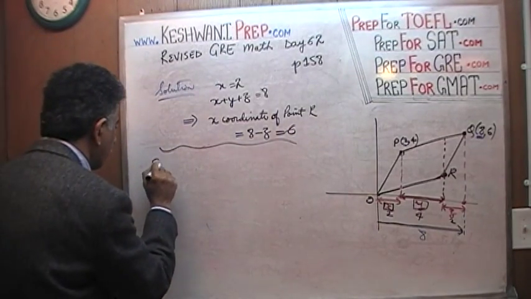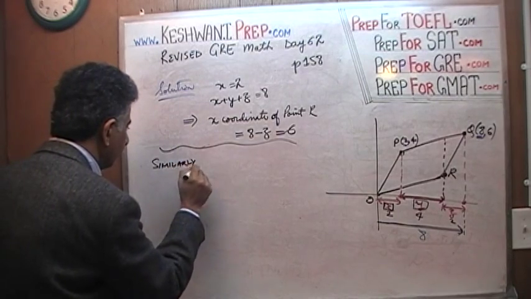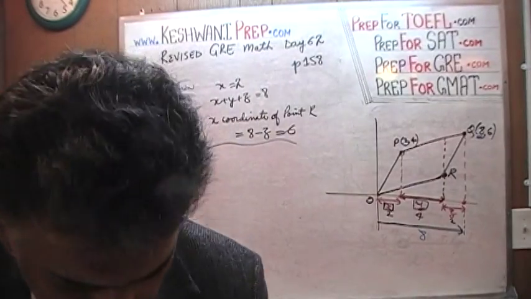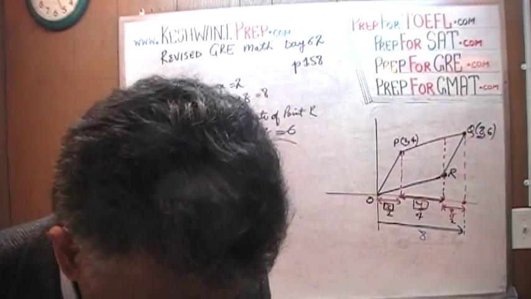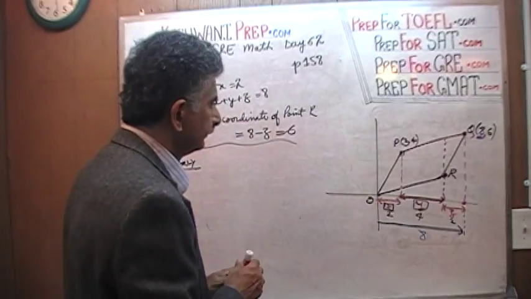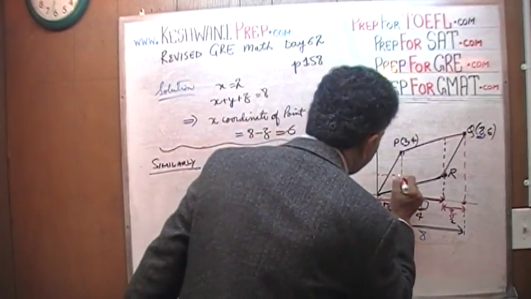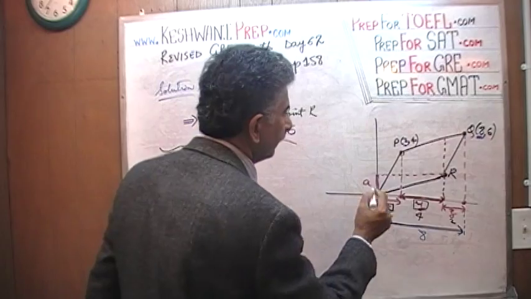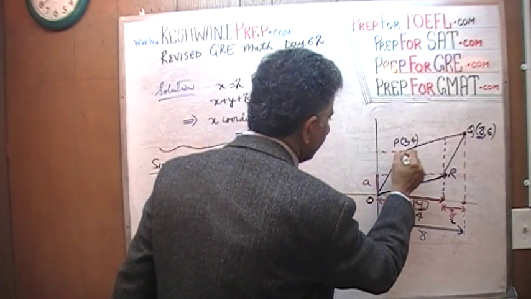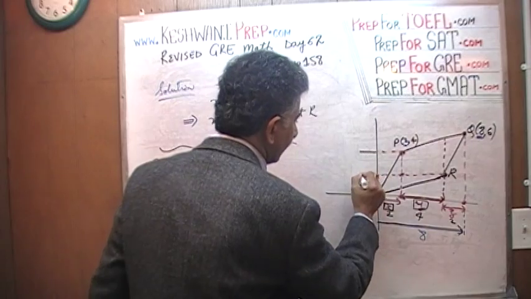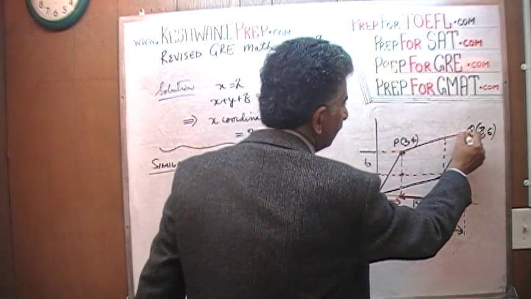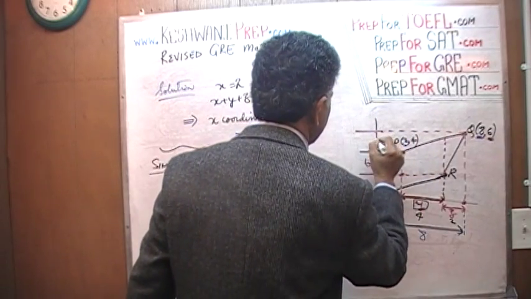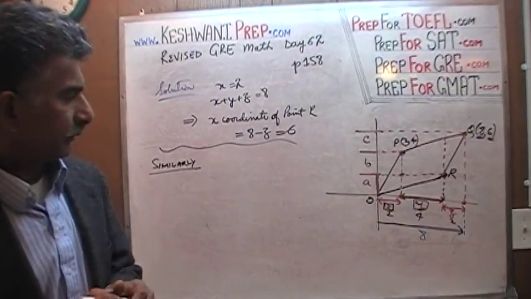Similarly, now we have to work on the y coordinate. Again, I'm going to put it in a different color. This distance right here, let's call it A. The distance from here to here, let's call it B. And the y coordinate of Q is 6, which is way up here. Let's call it C. See what we can do with it.